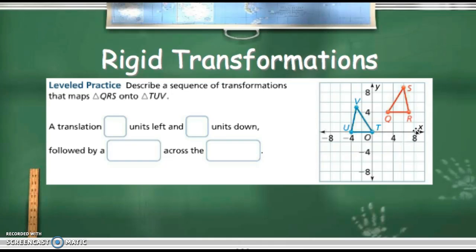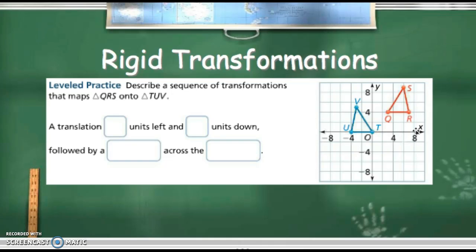The next one, let's look at this example that you will have to know. So we already know what rotation, reflection, and translation is. And now this question asks, describe a sequence of transformations that maps triangle QRS onto triangle TUV. So before you even get ready to start, what do they mean onto? It has to be right on top of each other.